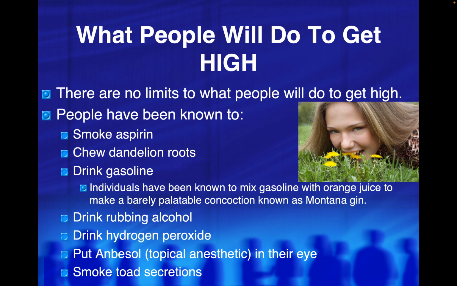There are no limits to what people will do to get high. People have been known to smoke aspirin, chew dandelion roots, and drink gasoline. Individuals have been known to mix gasoline with orange juice to make a barely palatable concoction known as Montana Gin. They drink rubbing alcohol, drink hydrogen peroxide, put Anbesol, which is a topical anesthetic, in their eye, and smoke toad secretions.